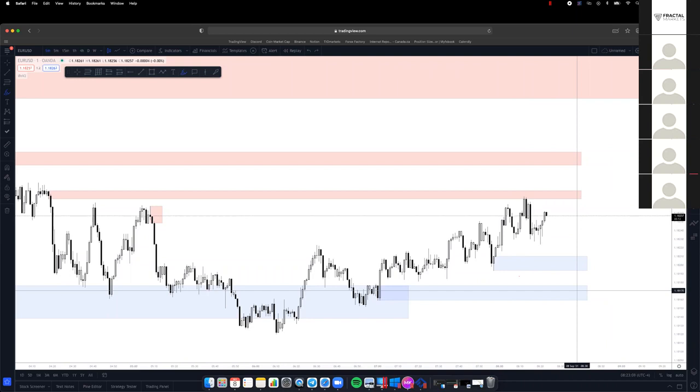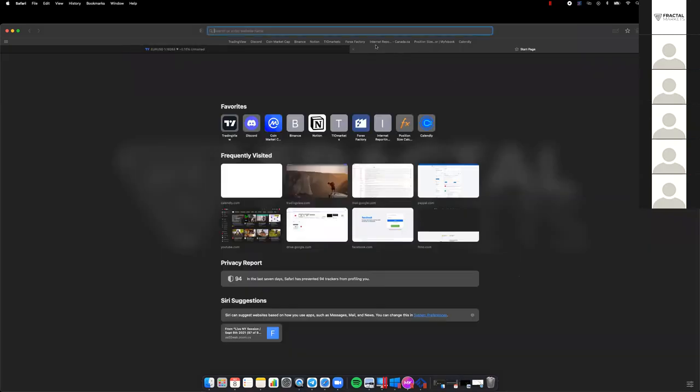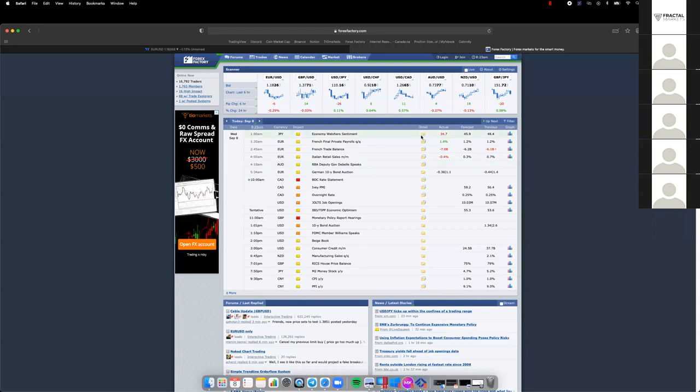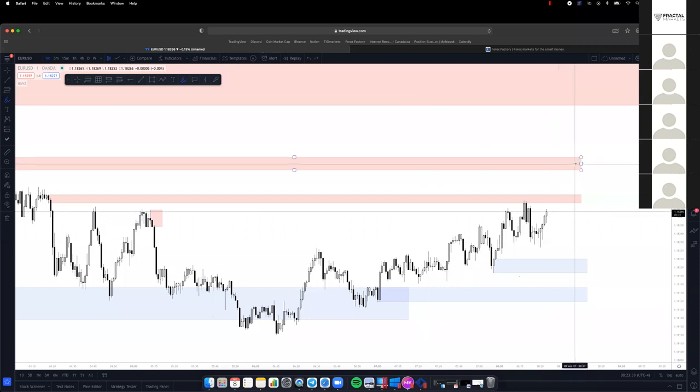10 a.m. red folder news, BOC rate statement, FYI. Yeah, I believe it's for Canada though, isn't it? Let's have a look right now. Nothing to do with the pair that we're trading. I checked it this morning. That's why I ended up organizing this today, based off of the news. Let me just have a look. Yeah, BOC, it's for Canadian. Nothing for us. Nothing to worry about.